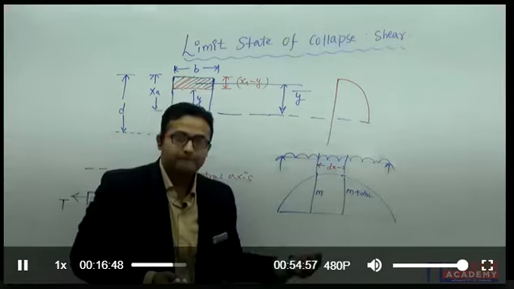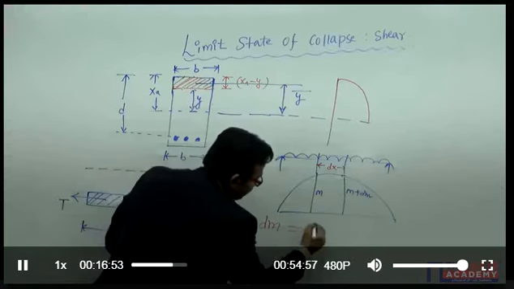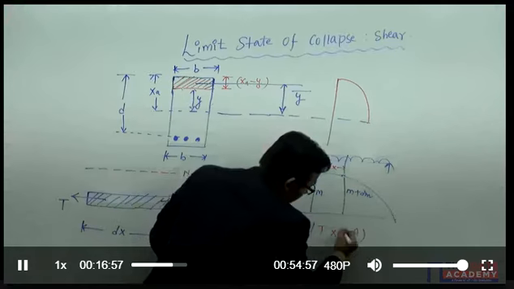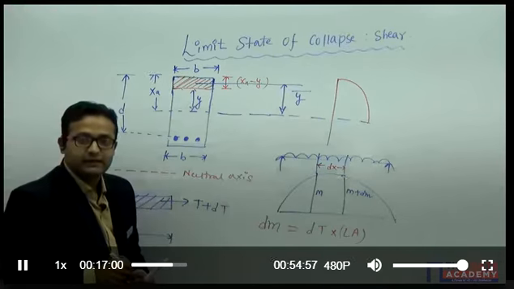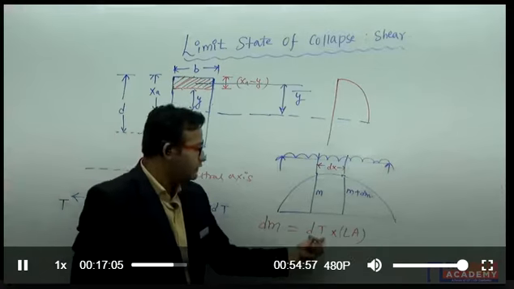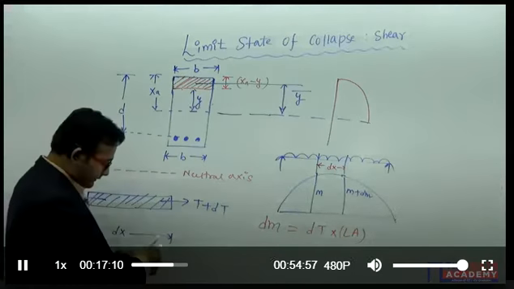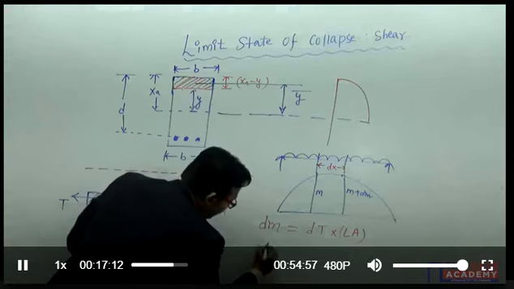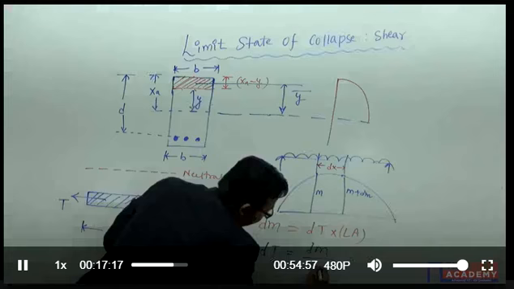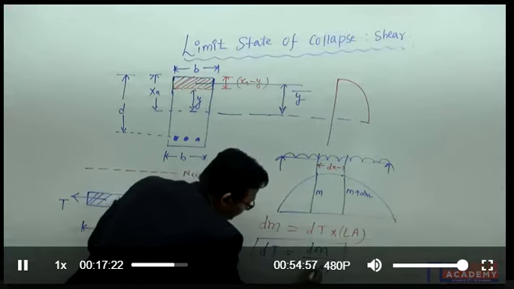See how I can calculate dM. dM is nothing but equal to the total additional tensile force into lever arm. How do I calculate the moment of resistance? Tensile force into lever arm. So definitely this dM will be equal to this dT into lever arm, right? Now you can see here, dT will be equal to dM by lever arm. LA means lever arm.